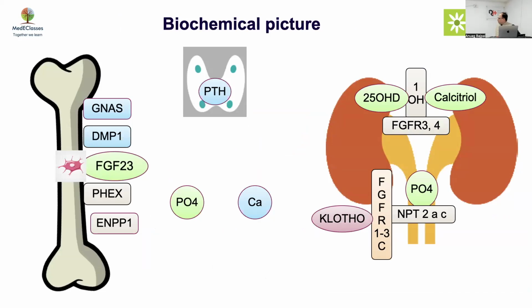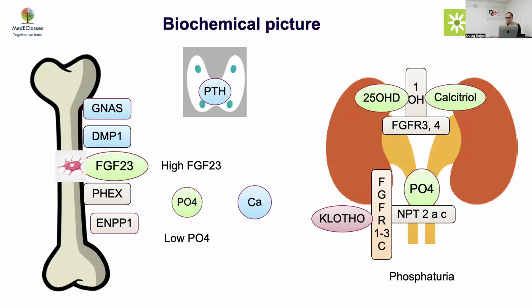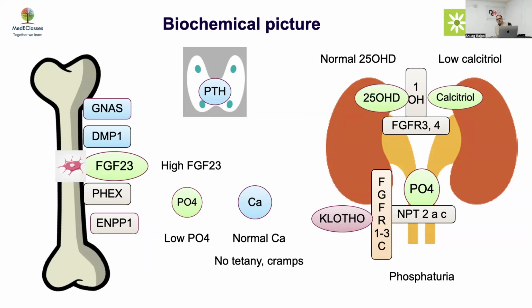Biochemical picture is interesting. What you will see here is that your FGF23 is high, so phosphate loss will be there. Phosphaturia is there. You will also find phosphate is of course low. No effect on calcium, so your calcium is not going to be low. No tetany, no cramps. 25 OHD is normal. And calcitriol is low, inappropriately low. Anybody who has hypophosphatemia should have high calcitriol. If it is normal also, that means it is inappropriately low. So this is one sign you will get in that regard. And PTH will be low normal, and that is why your bone resorption is not that much of a problem in this regard.